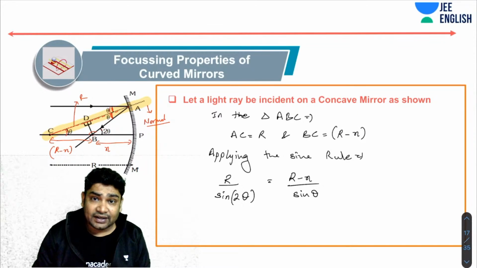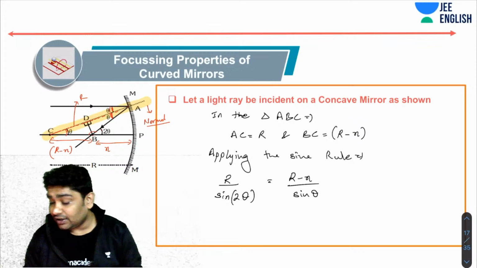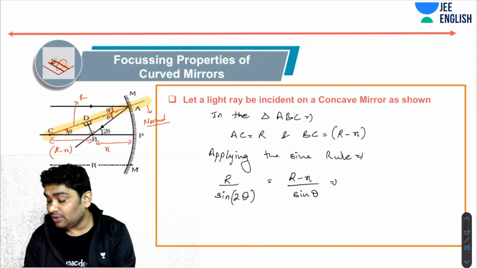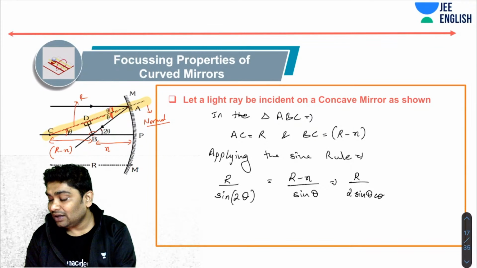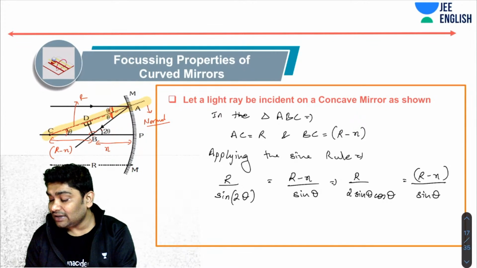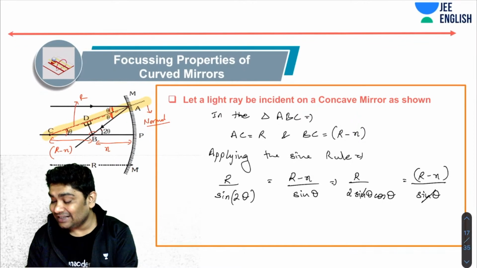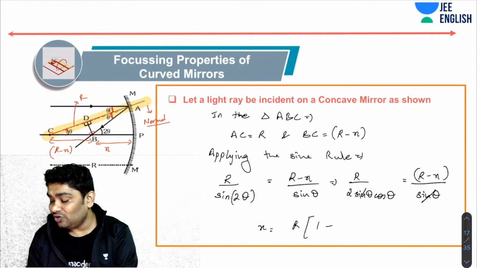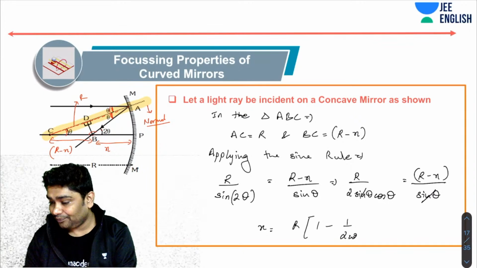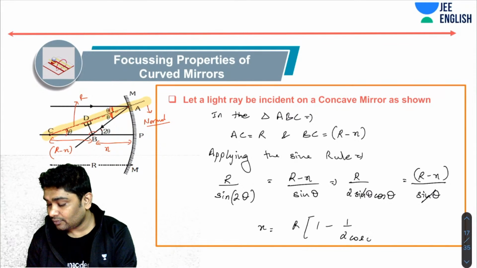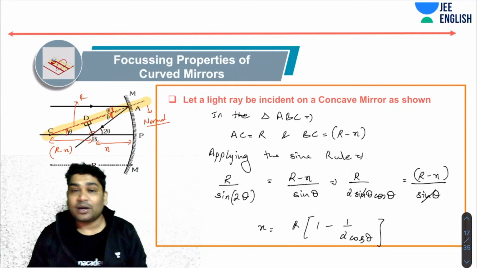Now sine of 2 theta can be written as 2 sine theta cos theta. So this will become R over 2 times sine theta cos theta, and that would be equal to R minus X over sine theta. What I'm realizing is that this and this get cancelled, and X is R times 1 minus 1 over 2 cos theta. Correct? This is what I'm getting.